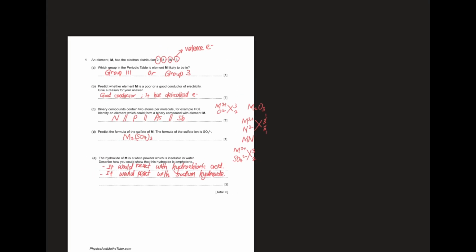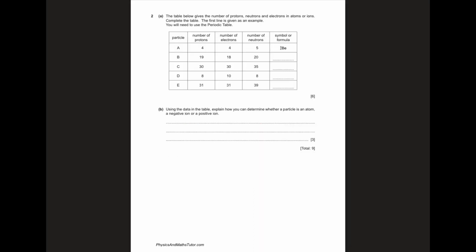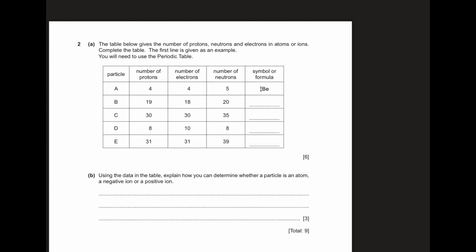So we settled this already. Now let's just move to the next page and try out the question there. Okay, so this one, let's try this. The table below gives the number of protons, neutrons, and electrons in atoms or ions. Complete the table. The first line is given as an example. You will need to use the periodic table.